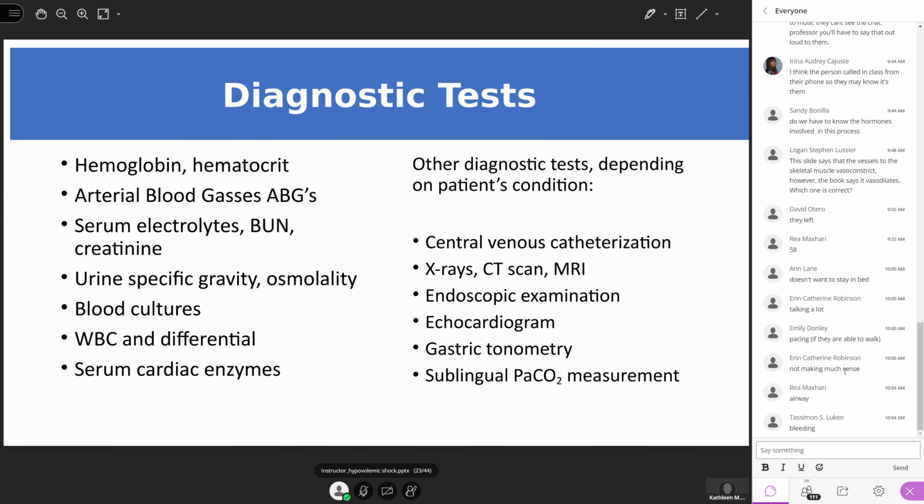All right, so diagnostic tests. Again, we talked a little bit about this, the hemoglobin and hematocrit. It's important to know what the oxygen status and the carrying capacity is. Arterial blood gases, you guys have just done this on a test. So obviously those are important. It gives you an indication.